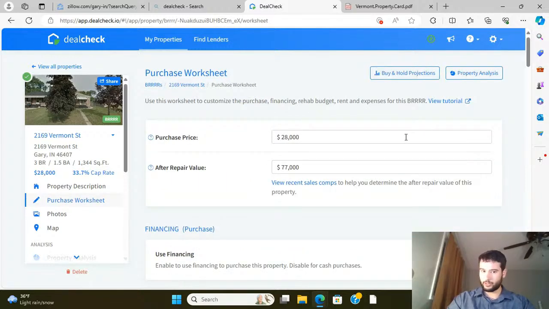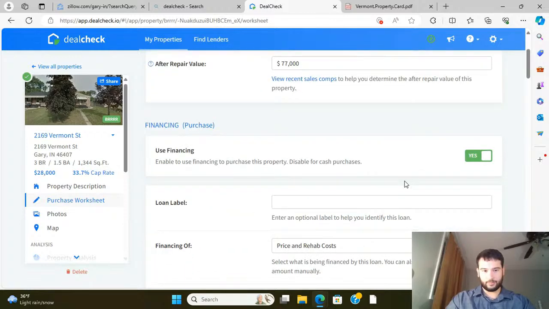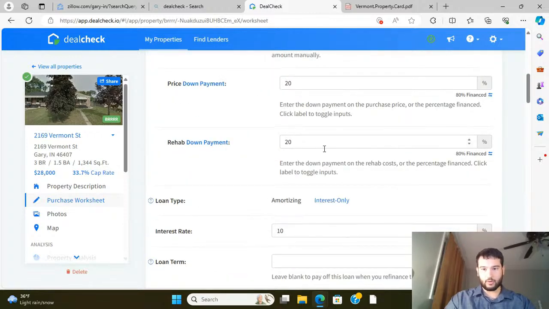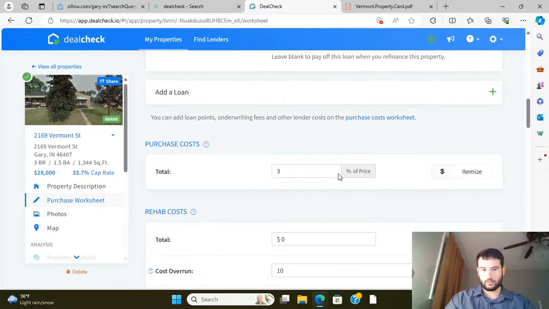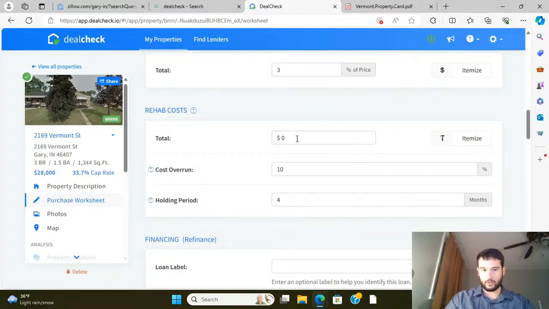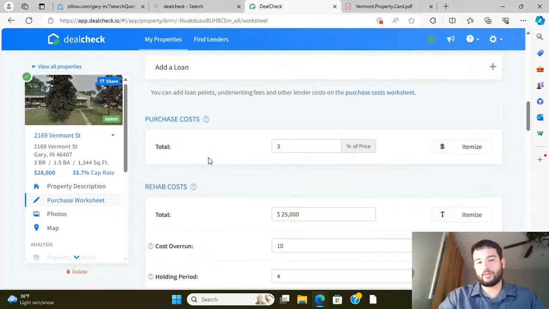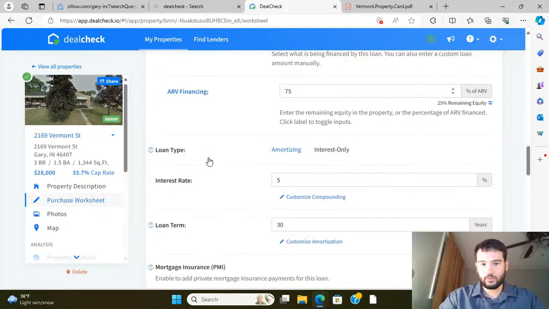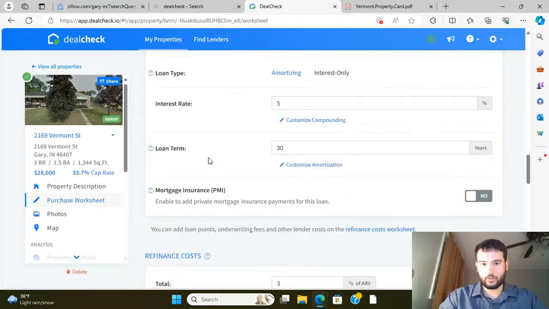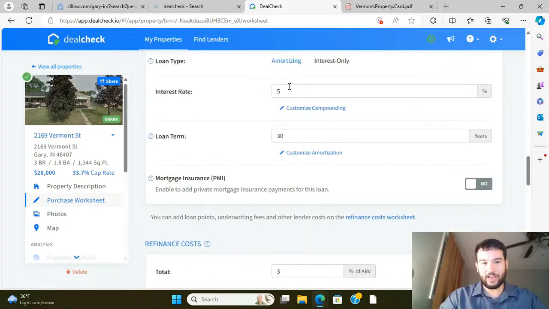So, purchase price, after repair value. Okay, down payment. There we go. 80% financed. 3% rehab cost. Here we go. Let's say the rehab cost was, is it going to be 25,000? I mean, let's say it's 25,000, right? Let's see here. It's over a 30-year term, interest rate 5%.